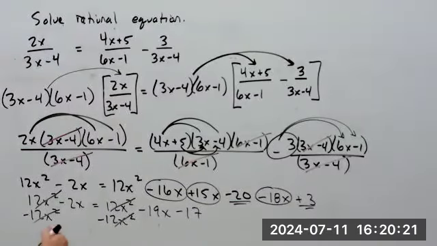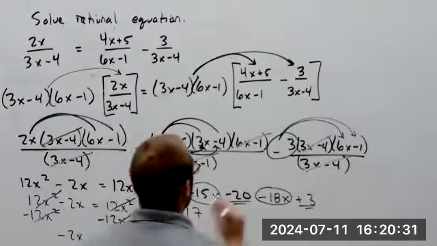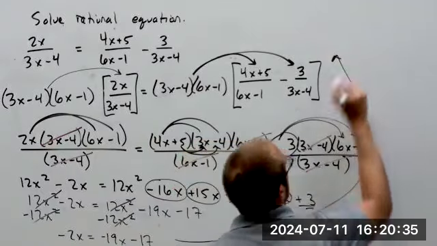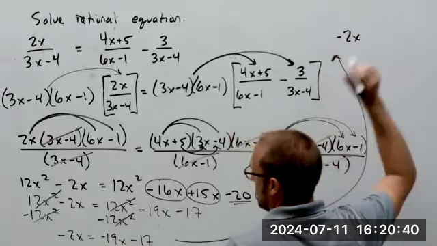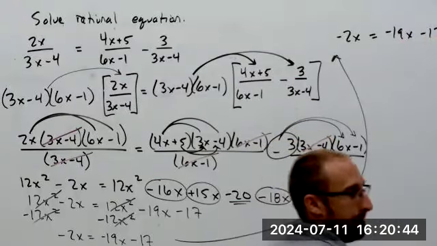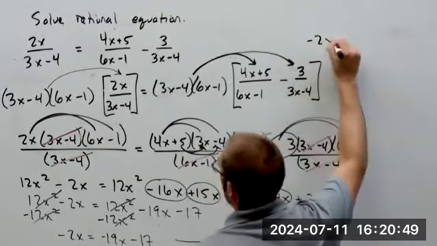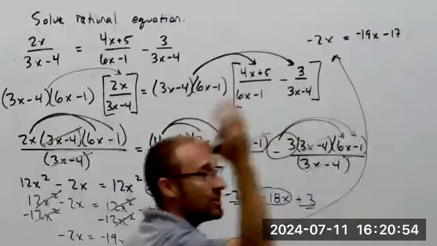Okay. So what do we have? We've got negative 2x equals negative 19x minus 17. All right. And we're going to bring this up to the top actually so we can all see it. Negative 2x equals negative 19x minus 17. This is linear. There is no x squared.